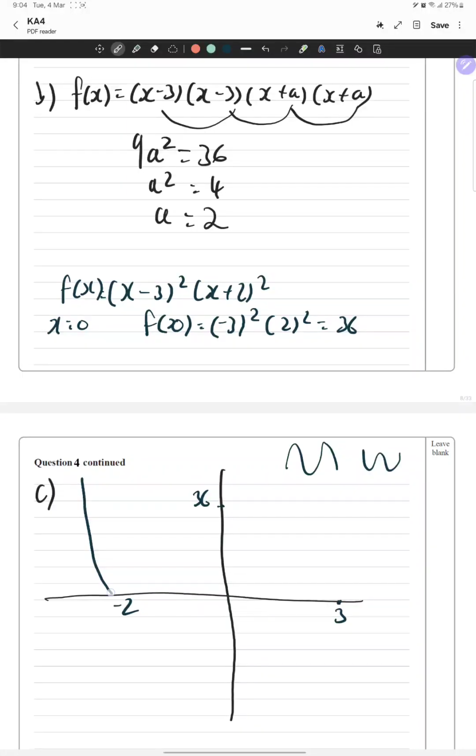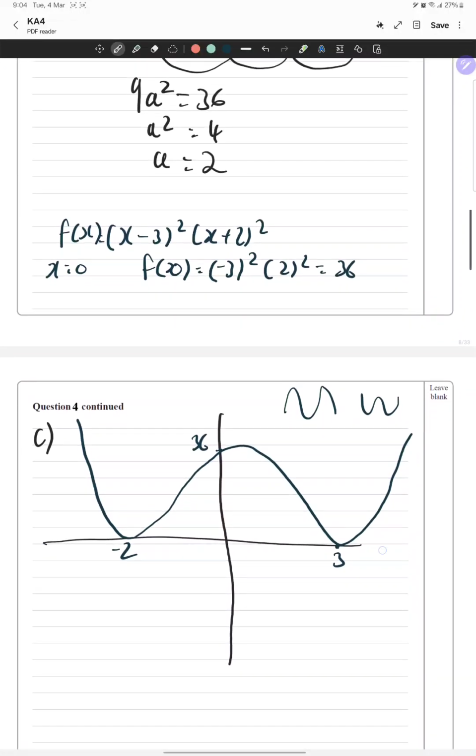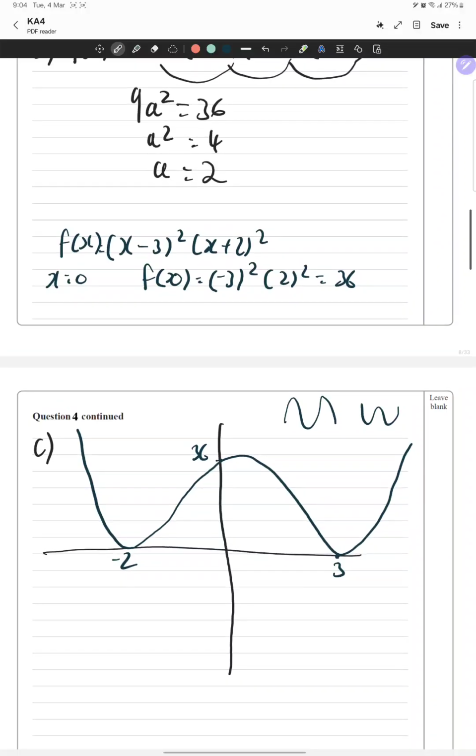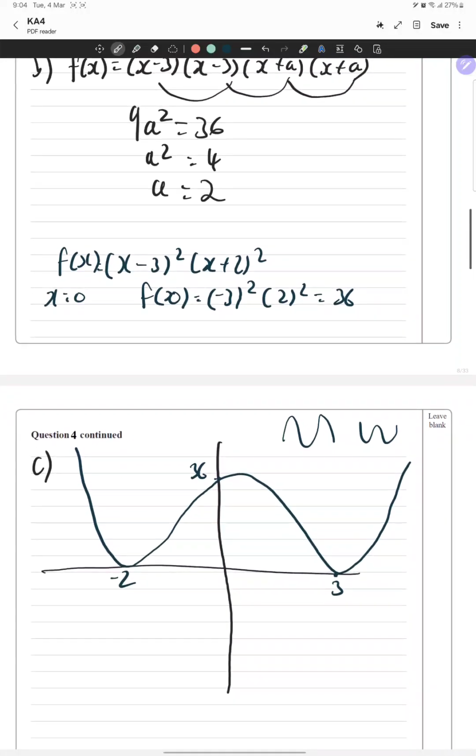Not good enough. And there we have it. Now, the extra advantage you all have is you bought a graphical calculator, so a draw-a-graph question should be nice.